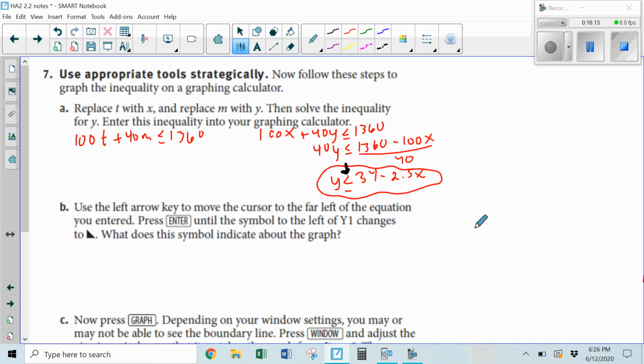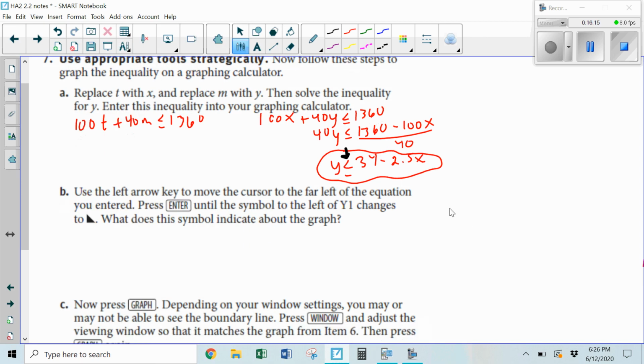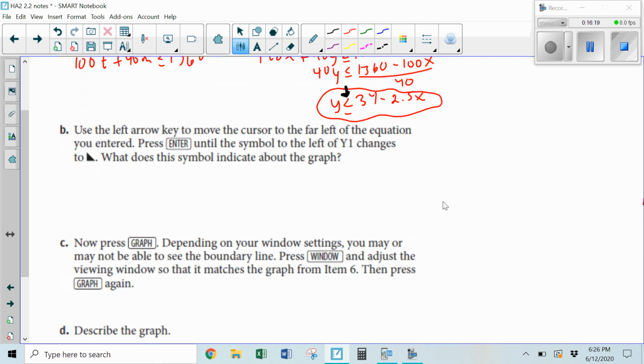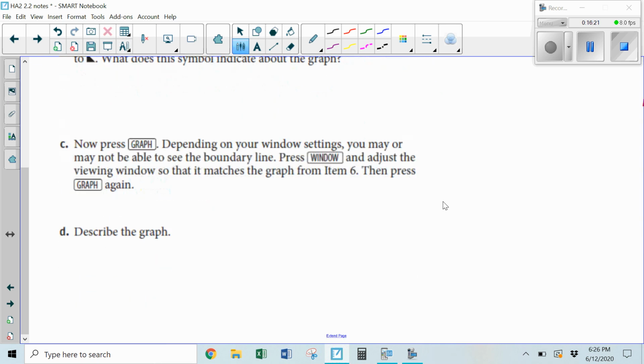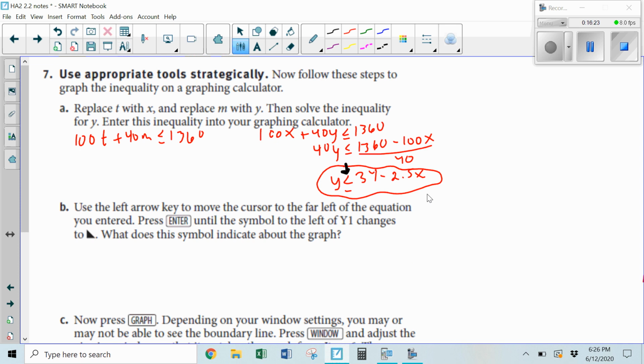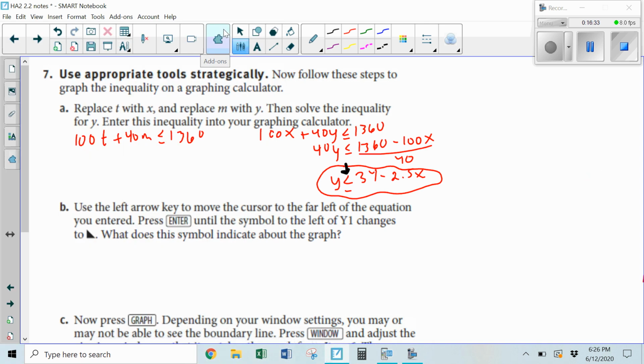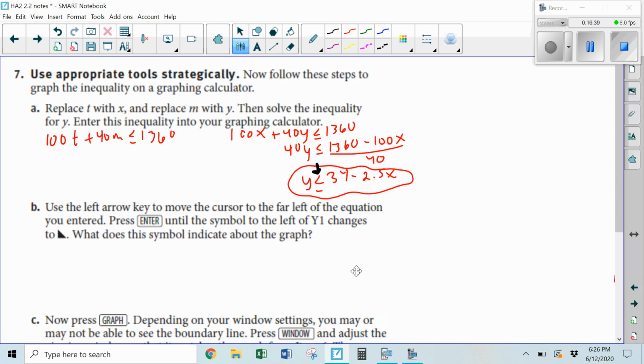Okay, going back to this, B and C kind of walk you through that. So we can scroll down through that. Describe your graph. You could describe the intercepts that we have. You can describe the shading parts, all kinds of things you can do there. What I'm going to have you do right now is finish describing that for letter D. Go ahead and pause the video and do 8, 9, and 10, and then we'll talk about them together.